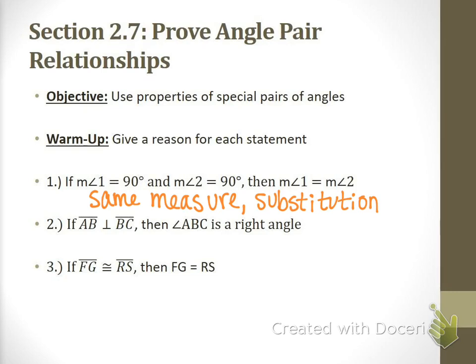All right, if segment AB is, what is that symbol? Perpendicular. If segment AB is perpendicular to segment BC, then angle ABC is a right angle. It could help you to draw those segments. So segment AB and then BC means it would have to come from that same point B.